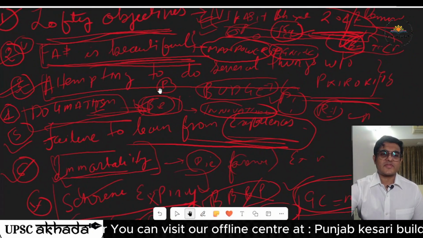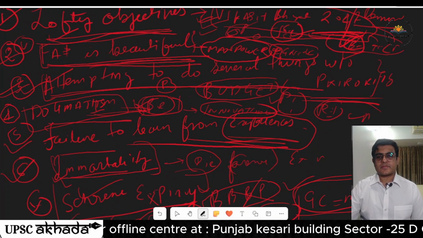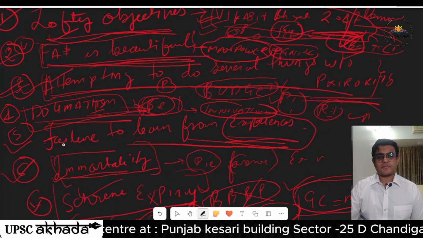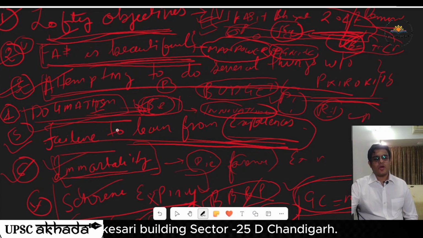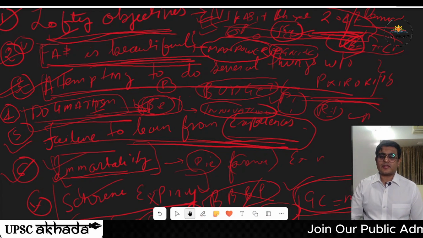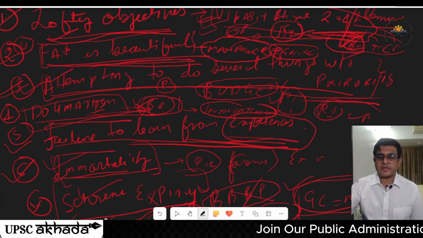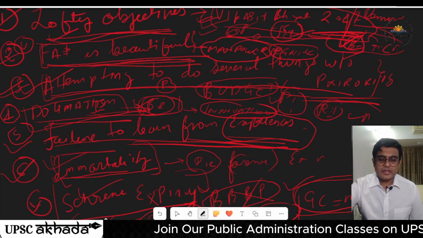Lofty objectives, fat is beautiful, attempting to do several things without prioritizing, dogmatism, failure to learn from experiences, immortality of schemes, organization, etc. Because of these 6 sins, government organizations are not productive, and there will be a total failure according to him.